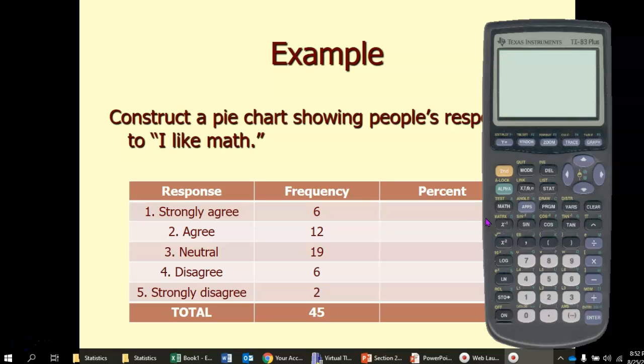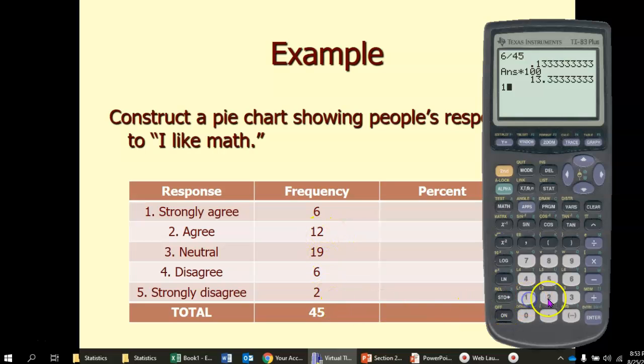The way we do that is by dividing. So if I want to know what the percent is for 6, what percent is 6 out of 45 total? Just do 6 divided by 45, and that shows up as 0.1333 and so on. Now that's the relative frequency in decimal form. To convert it to a percent, we need to multiply that by 100, which really just moves the decimal point over 2 places. So that's 13.333, or just to the nearest whole percent, that would be 13%.